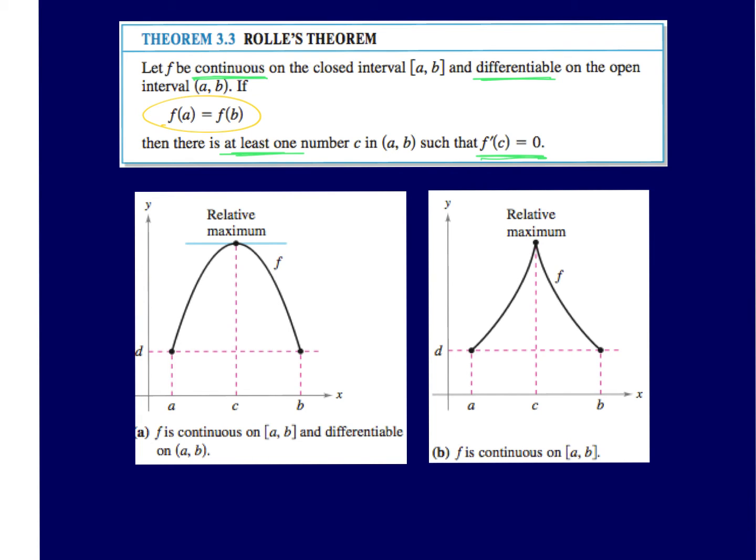So this is our first one where the function has to be differentiable. Now, on this one, can I actually use Rolle's theorem? No. Why not? It's a sharp turn. It's not differentiable there. Okay, pretty good. All right, let's keep moving.